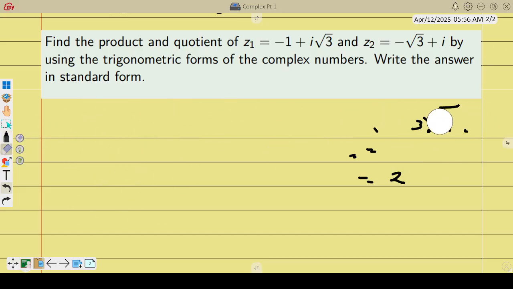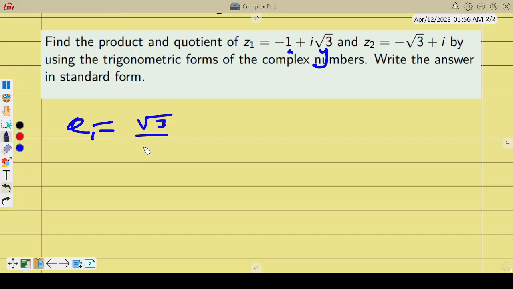And then now, what about the angles? So the angles, key thing, always know that you have to make sure that the angle is being read from the positive x-axis. So for theta 1, it's y over x. So y is √3 over x, which is -1. So our theta 1 is -√3. So -√3. And then what about our theta 2?